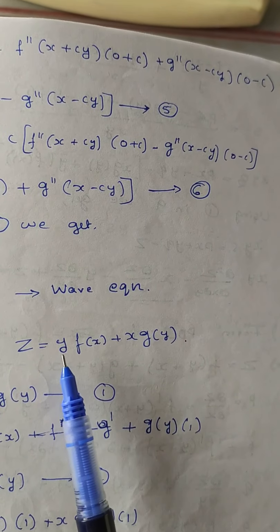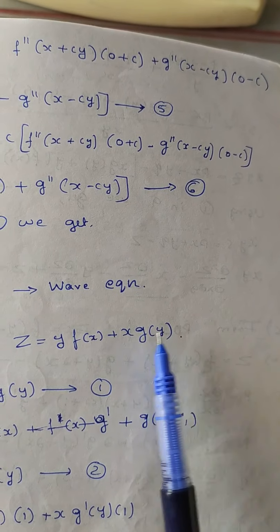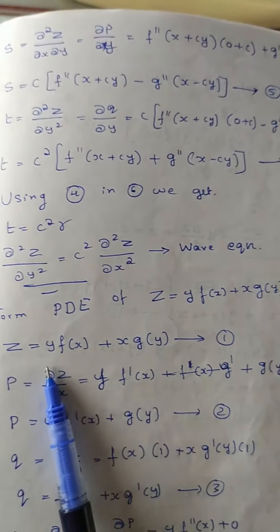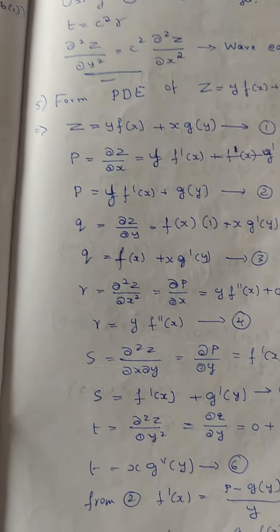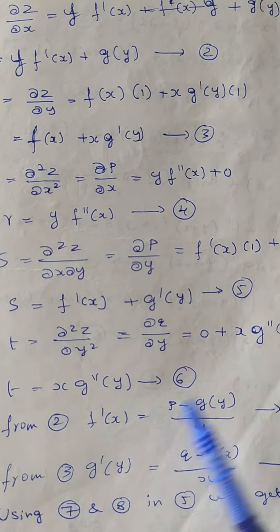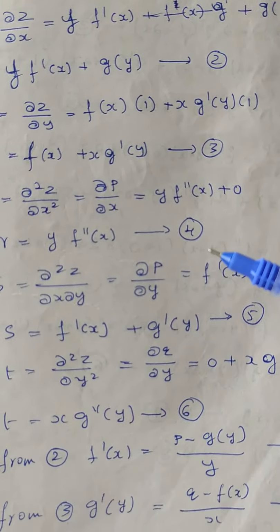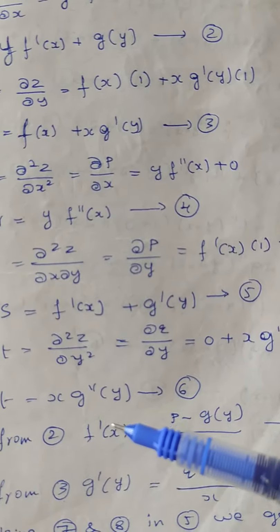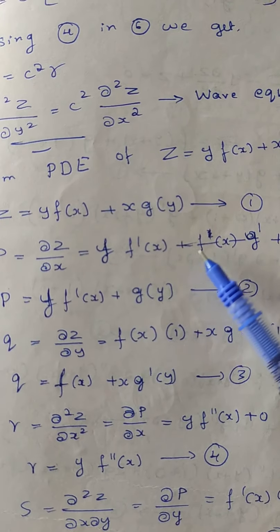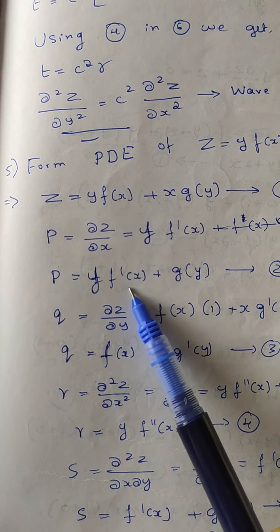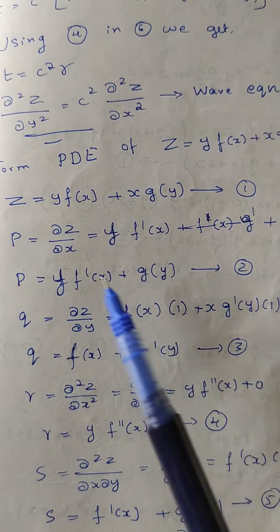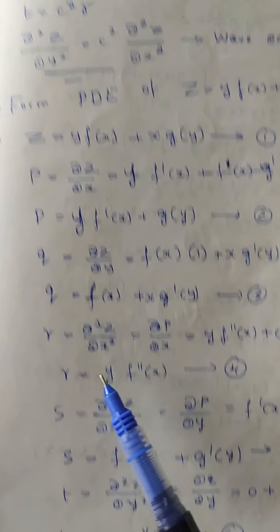Z is equal to Y into F of X plus X into G of Y. How many arbitrary functions are there? 2 arbitrary functions. Okay. Find all the partial derivatives P, Q, R, S, T. After finding P, Q, R, S, T, see, here from F dash and G dash. Find F dash from equation number 2. F dash is P minus G of Y divided by Y.